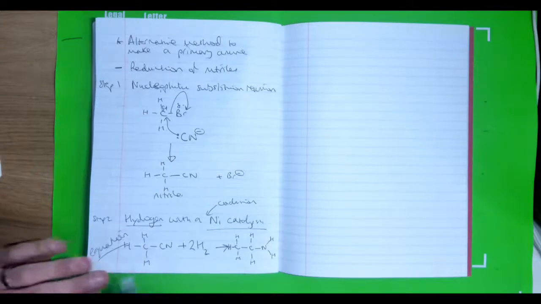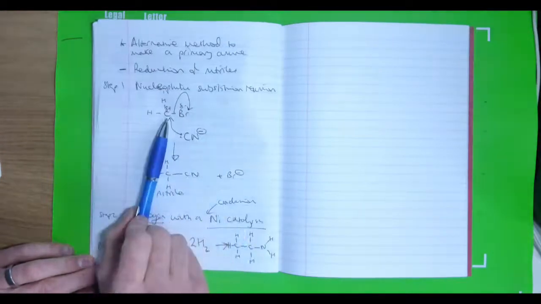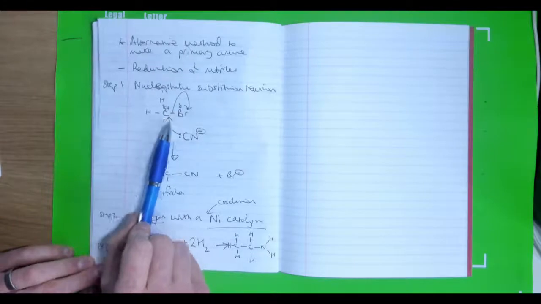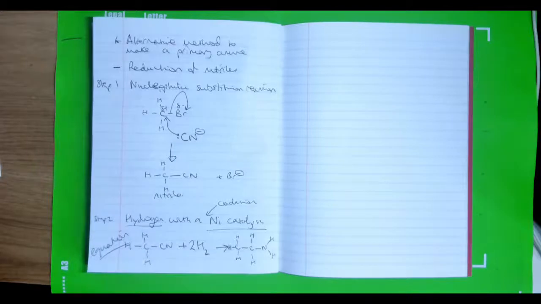I just want to point out here that the resultant amine always has 1 extra carbon than the haloalkane that you started off with. So in this example, we've got 1 carbon in the starting material, but remember there's 2 carbons in the product, so bear that in mind when you're answering exam questions. So that's basically how you make a primary amine. Excellent.